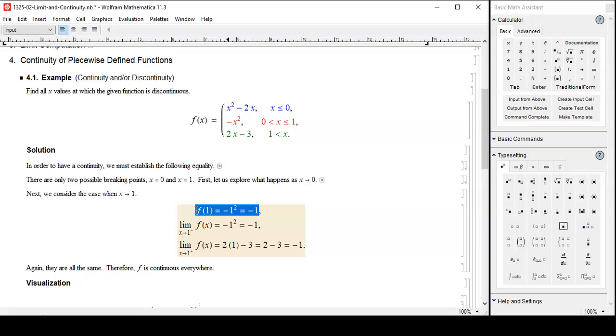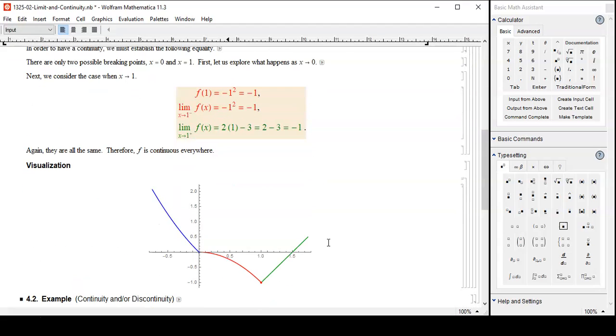And then plug in x equals 1 to the second line. We get the left-hand side limit because x is a little bit less than 1. On the contrary, when x is a little bit greater than 1, that's the right-hand side limit. You have to use the third line. So plug in x equals 1 to the third line. We get the right-hand side limit. So limit as x approaches 1 from the left versus limit as x approaches 1 from the right. They're all the same. And the common y-coordinate value is negative 1, and that's right here. So we have no discontinuity, confirmed by the picture as well.